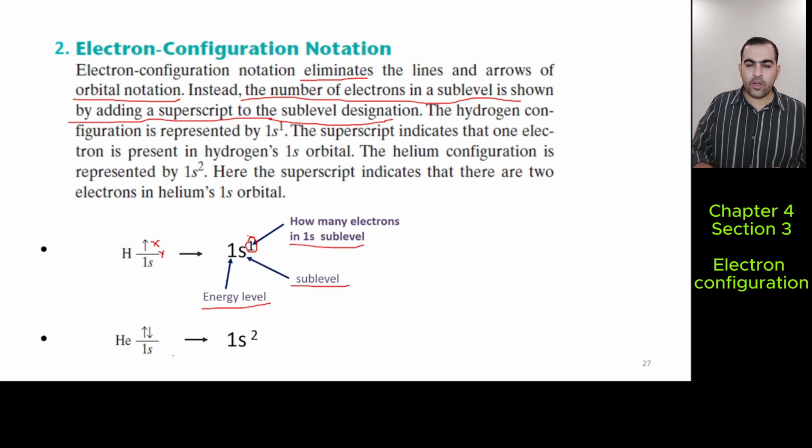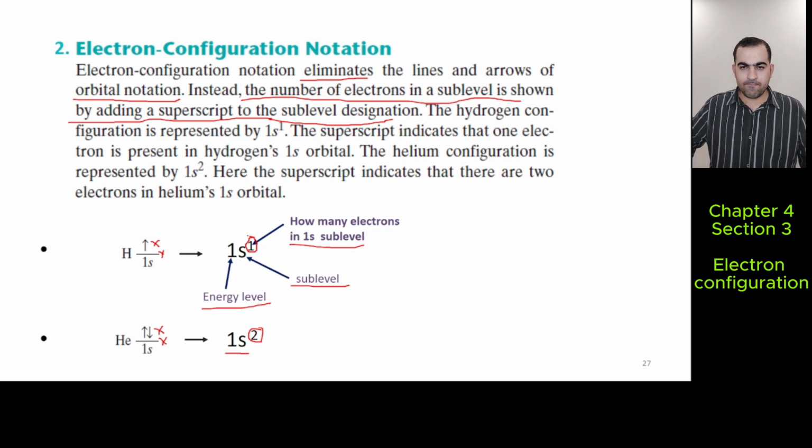For helium, I'm going to remove the line and the arrow for electron configuration notation. I write the name 1s. How many electrons does it contain? 2, so I write a superscript 2. I think that's easy.